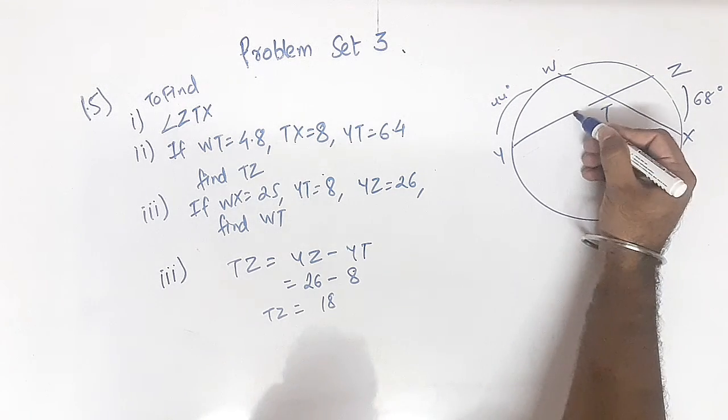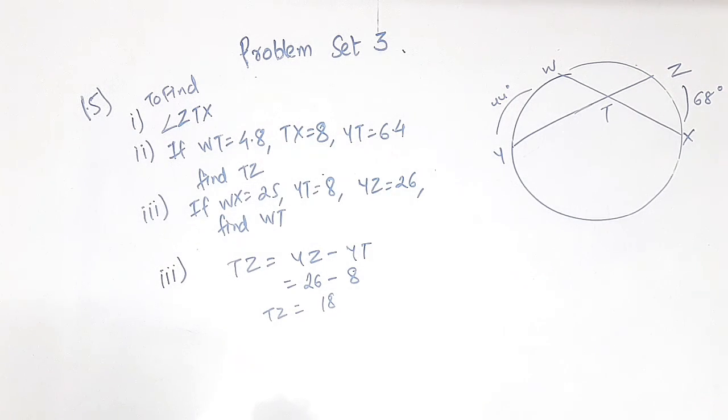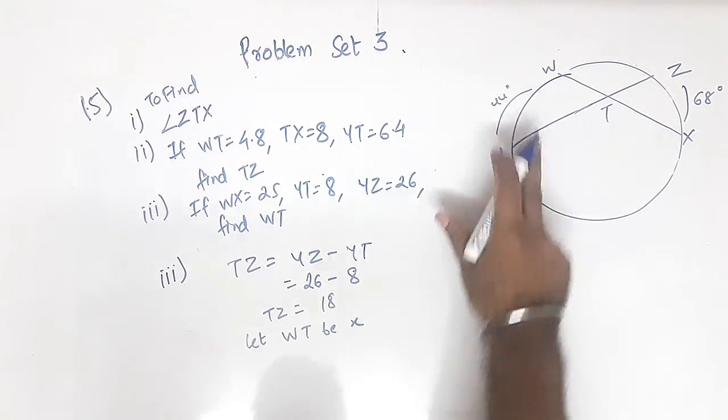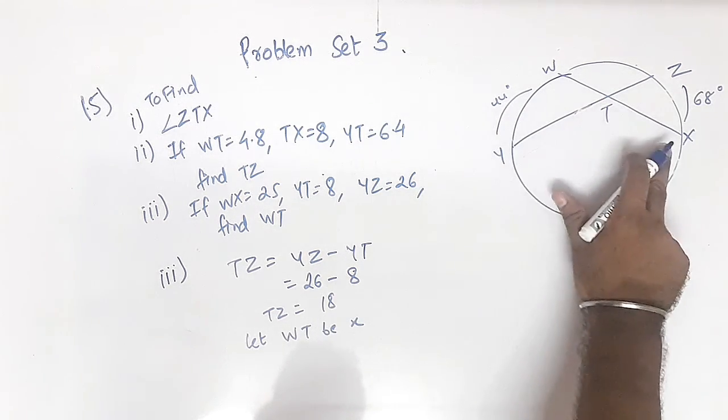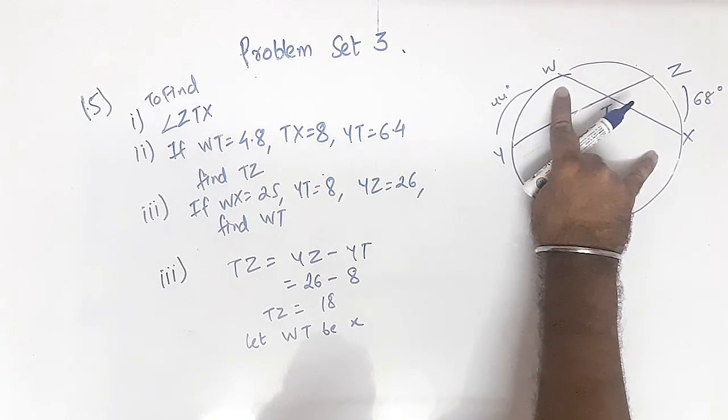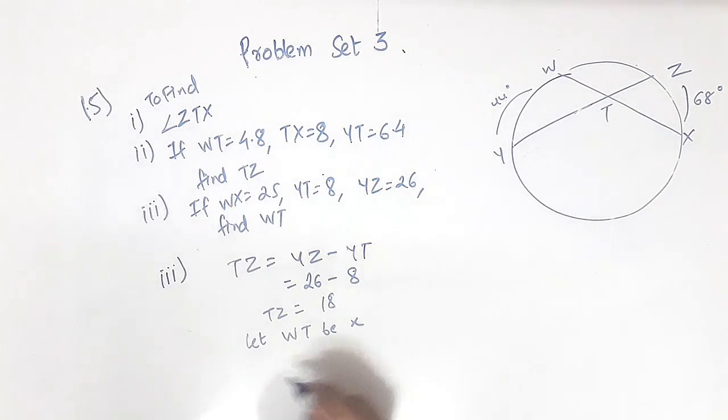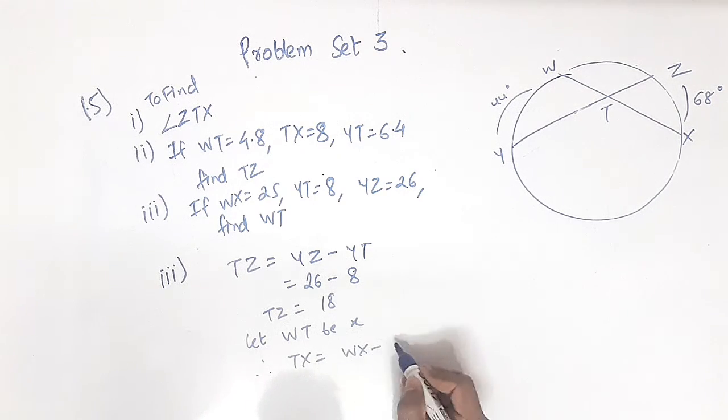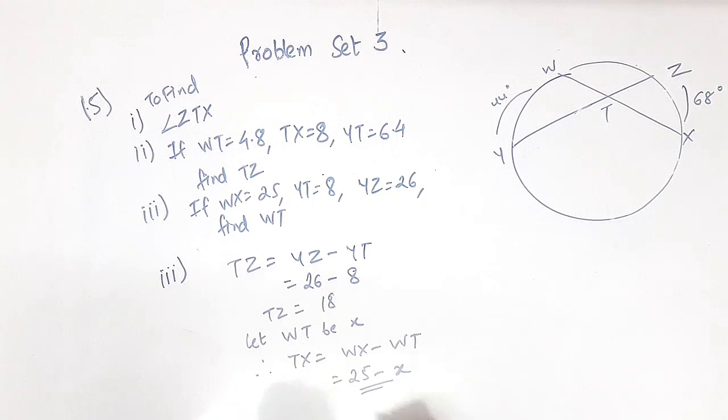In such a case, we have to apply the theorem of division of intersecting chords. We have done this before. Let WT be x. If I am taking WT as x, what will be TX? Because the total is 25, TX will be 25 minus x. Therefore, TX is equal to WX minus WT. So it will be 25 minus x. So we got TX.